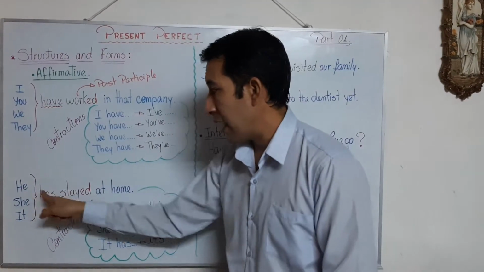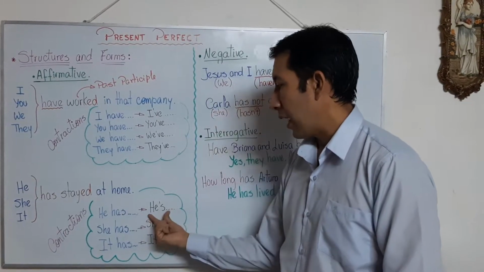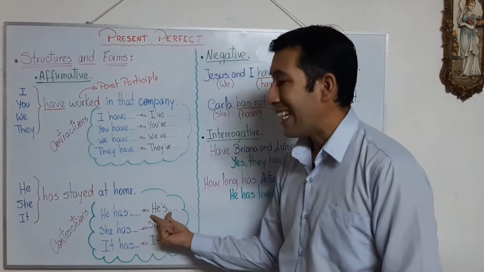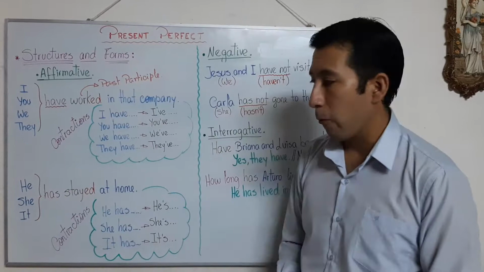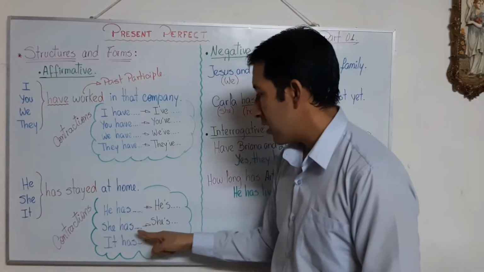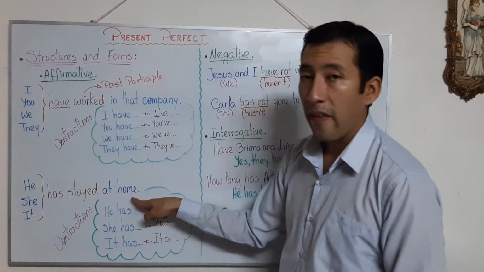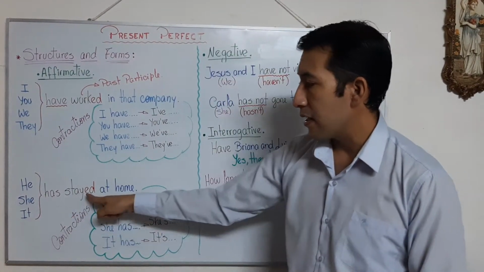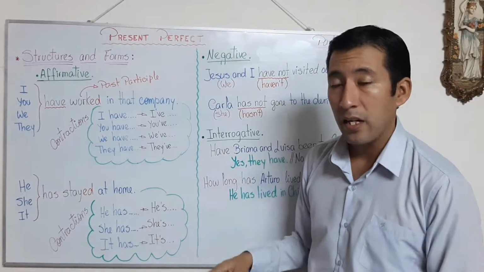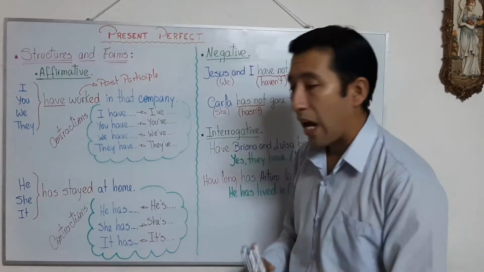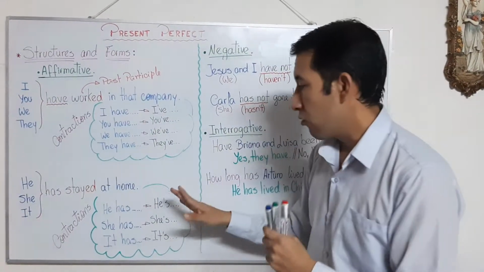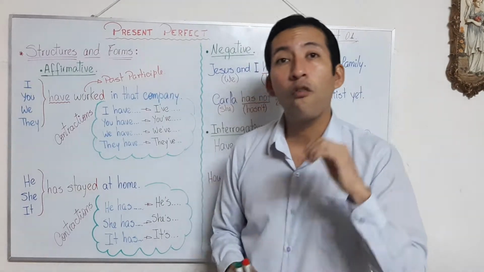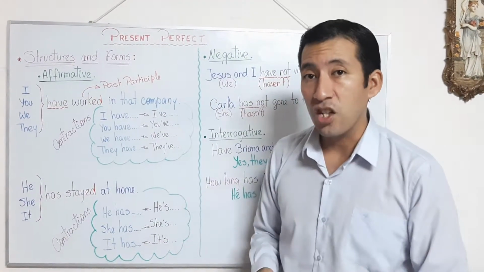Now, let's see contractions. If I say he has, he's stayed at home. She has, she's stayed at home. It has, it's stayed at home. Okay? So these are the contractions, and I will repeat again. Contractions are for speaking or for informal English.